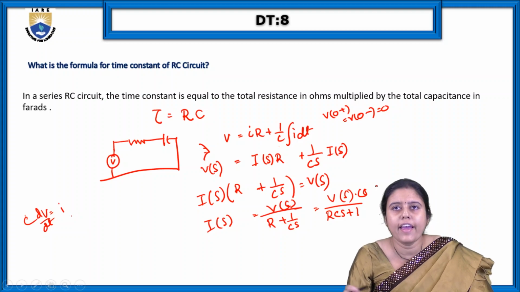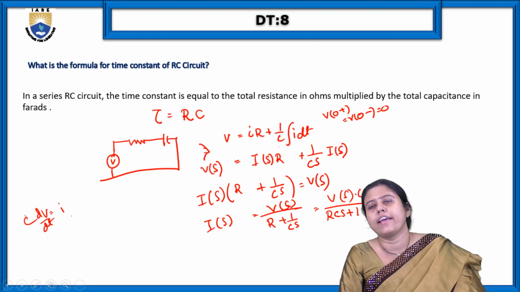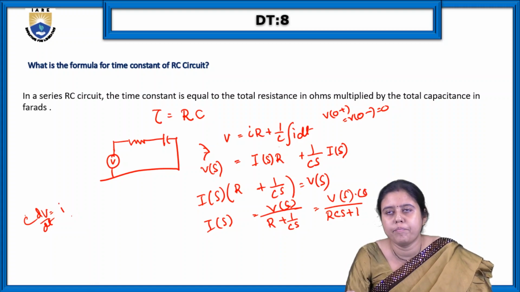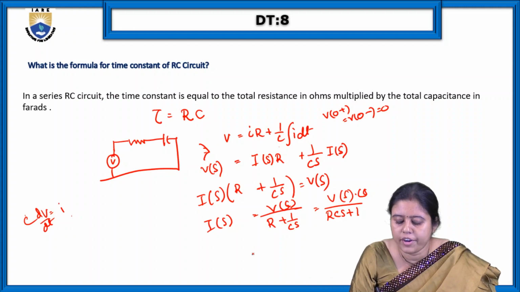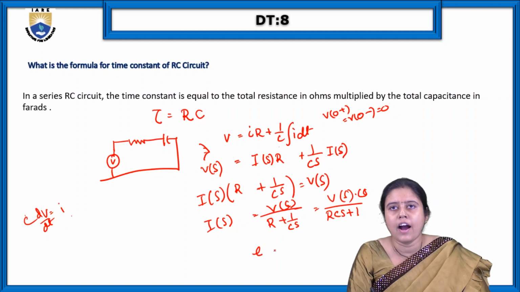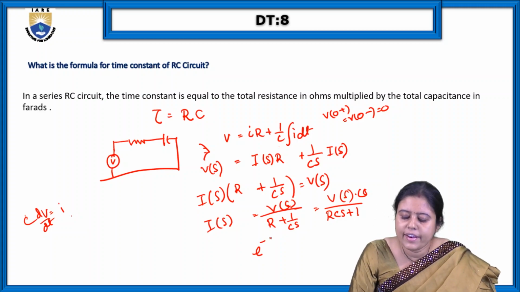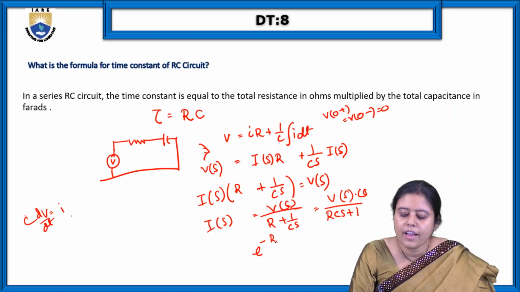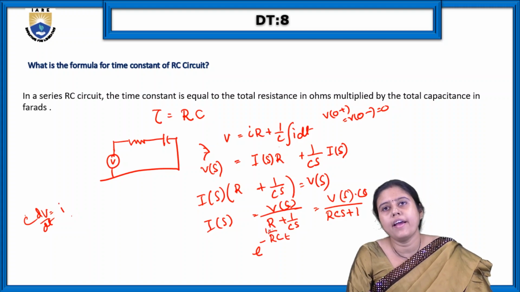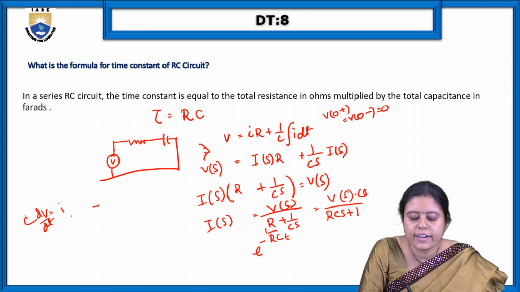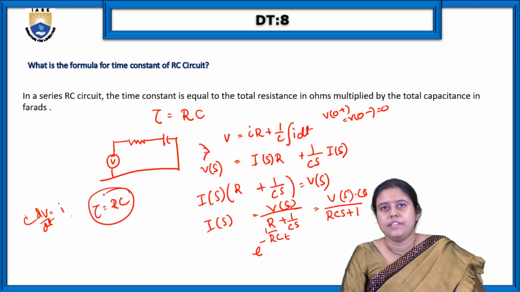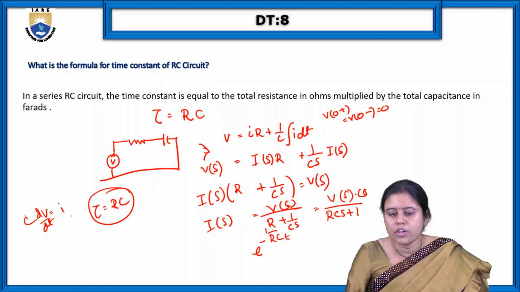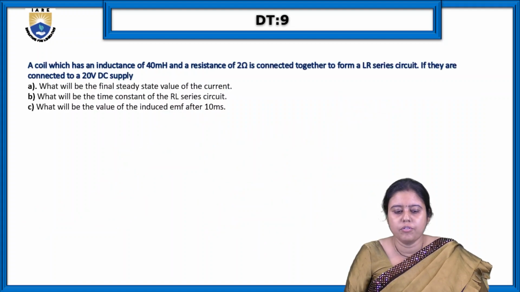If we again do the Laplace inverse, we will get the equation V by R e to the power minus 1 by RC into t. So what is tau? Tau is nothing but R into C. So this is the time constant of an RC circuit.